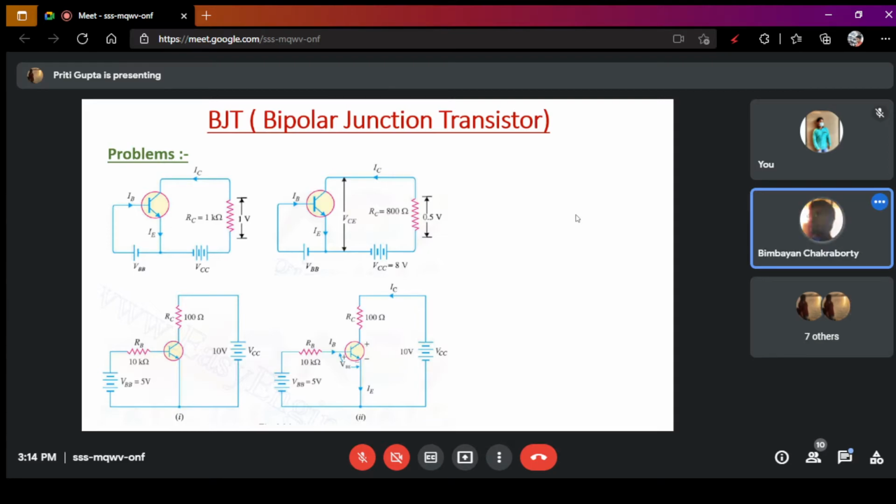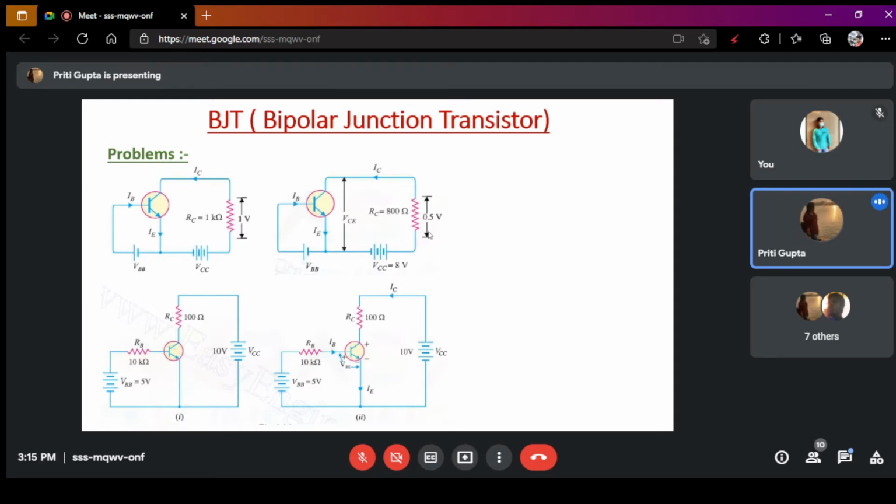Ma'am, can you repeat? A transistor is connected in CE configuration in which collector supply is 8 volt and the voltage drop across the resistance RC is 0.5 volt. That is given. This drop is 0.5 volt.